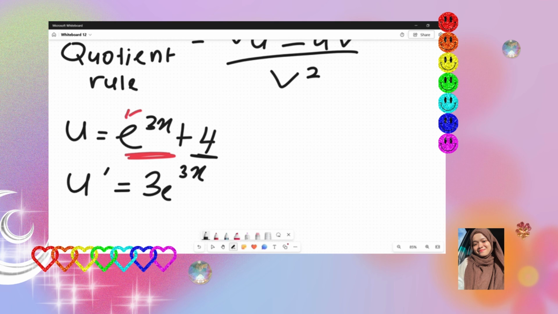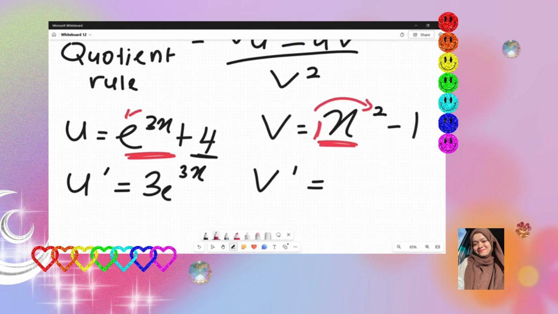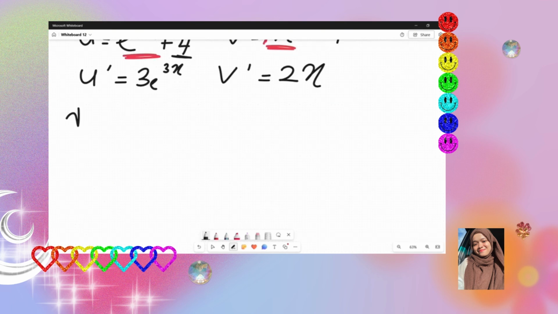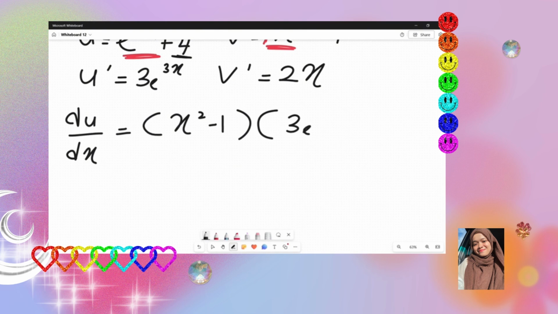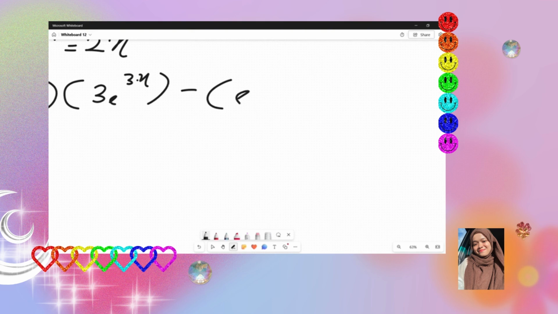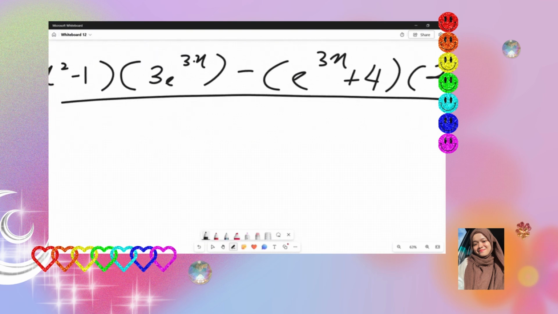And then V is x squared minus 1. We differentiate x squared to get 2x. We don't need to differentiate the minus 1. So du over dx is equal to (x squared minus 1)(3e to the power of 3x) minus (e to the power of 3x plus 4) multiplied by 2x, over (x squared minus 1) squared.